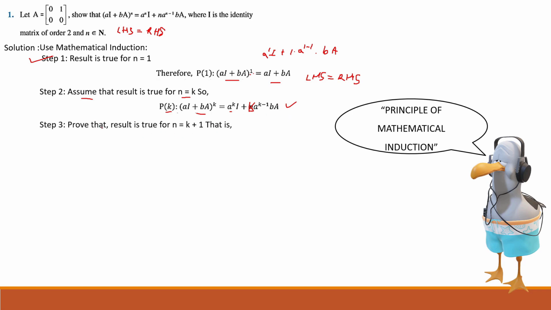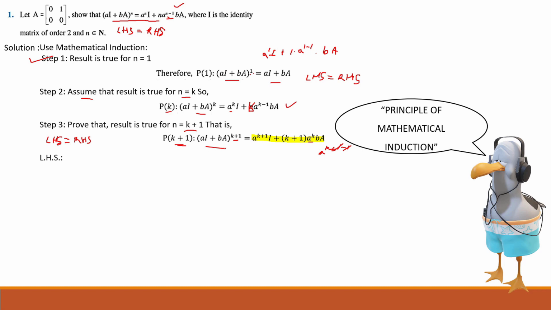And step 3 is to prove that the result is true for n equals k plus 1. If for n equals k plus 1 the LHS is equal to RHS, our result is proved, which means this equation is true for all natural numbers. So let us substitute n equals k plus 1. Therefore P(k+1) will be (aI + bA)^(k+1) is equal to a^(k+1) I + (k+1) a^(k+1-1), which becomes a^k into bA.